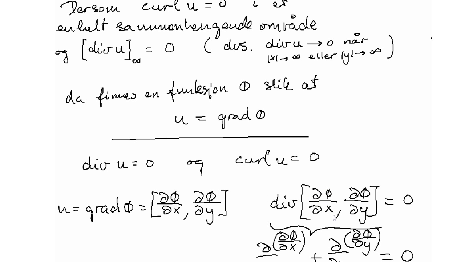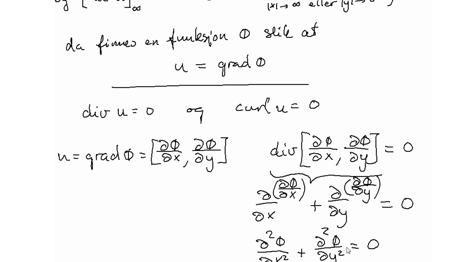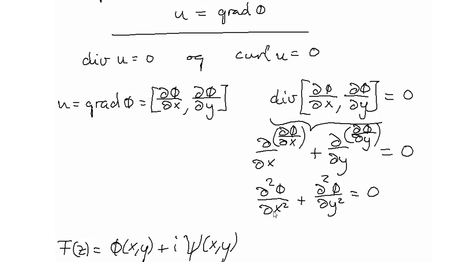If we now take the divergence of this u, that is equivalently taking the divergence of the gradient, we should get 0. Well, we can take the derivative of the first component with respect to x plus the derivative of this component with respect to y. And what do we get then? Well, we get the Laplace equation. So this means that the function phi is a harmonic function.